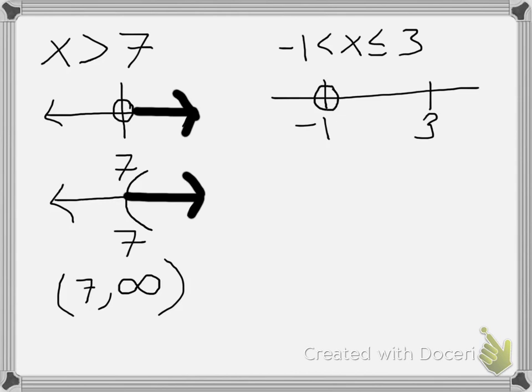And because of this equal sign right here, we do have a closed circle over here at 3. Now, the x is between these two, so what do we fill in? We just draw a line right in between them.